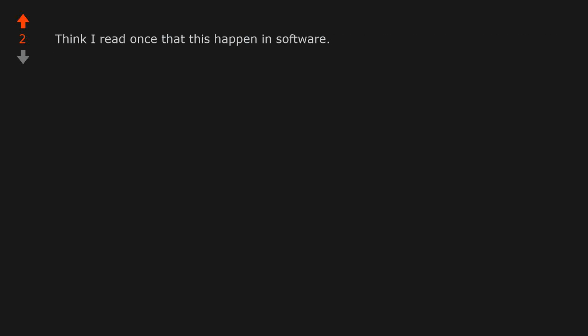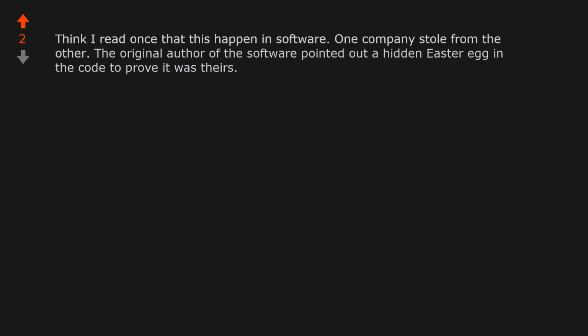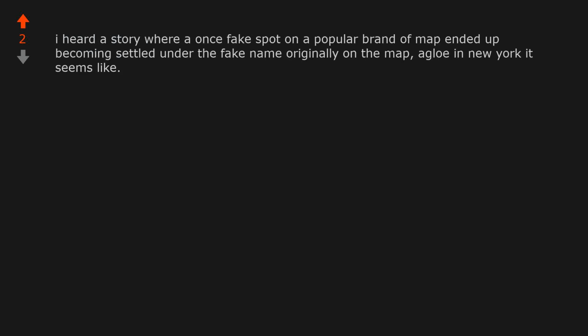Think I read once that this happened in software. One company stole from the other. The original author of the software pointed out a hidden Easter egg in the code to prove it was theirs. They still do. I heard a story where a once fake spot on a popular brand of map ended up becoming settled under the fake name originally on the map, Aglow in New York it seems like.